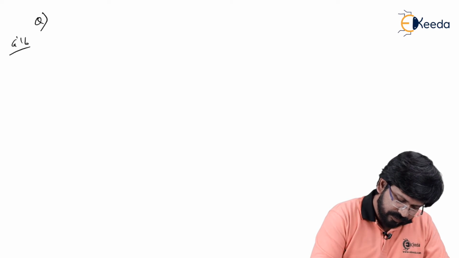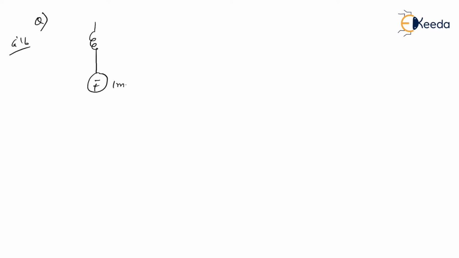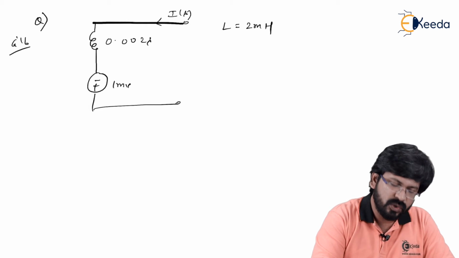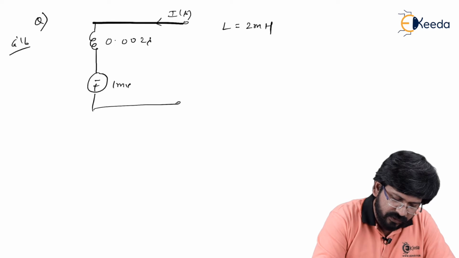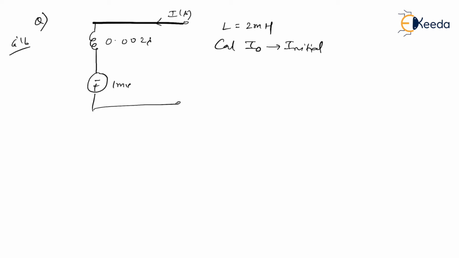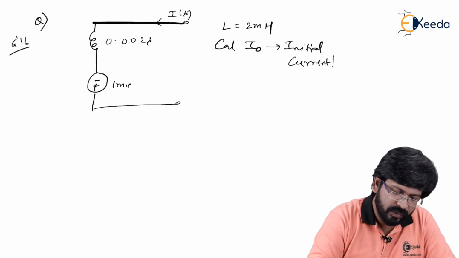The next problem is from GATE 2016. In this problem, they have given a circuit like this. They have provided that the L value is 2 millihenry, and at the same time, you have to calculate I naught here. I naught means the initial current through the inductor. So how can we proceed with this?